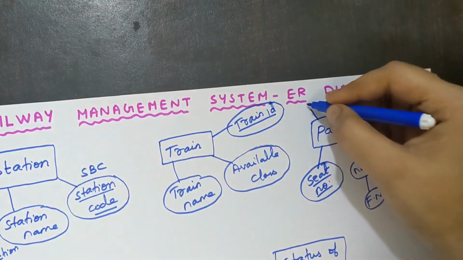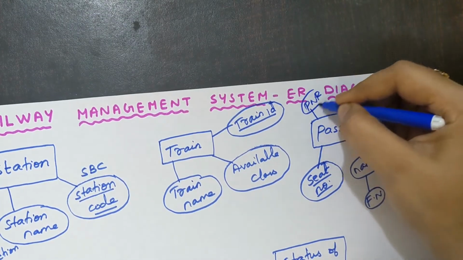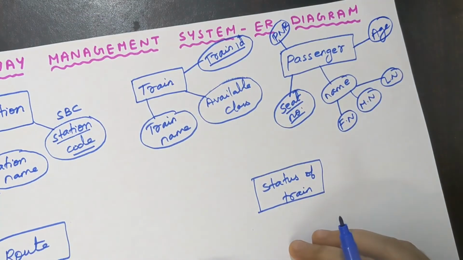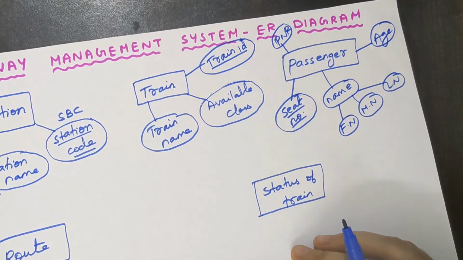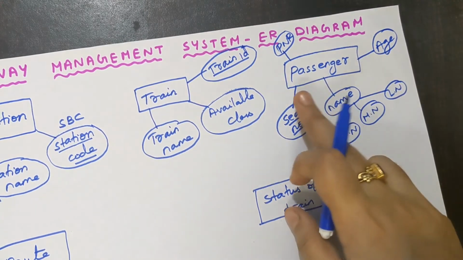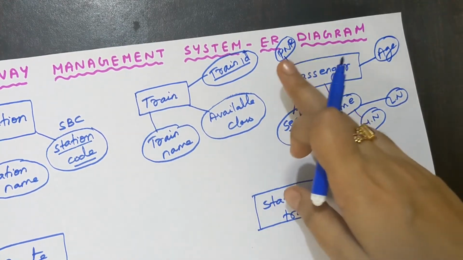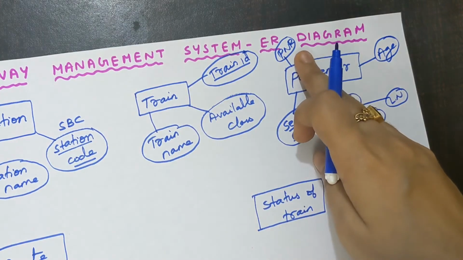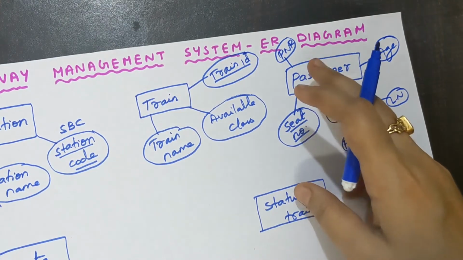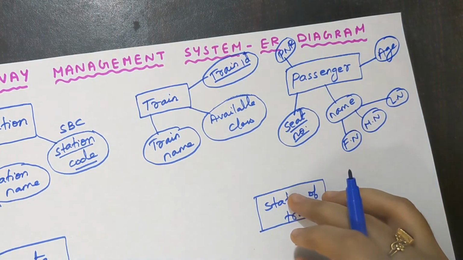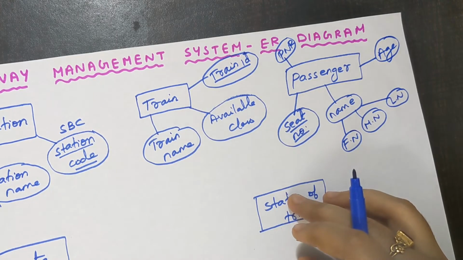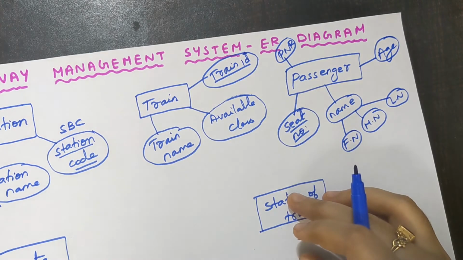Next is PNR. What do you mean by PNR? PNR means passenger name record. This will be given to every passenger. So that is a 10-digit number. PNR is a 10-digit number. This is going to be unique for every booked ticket.